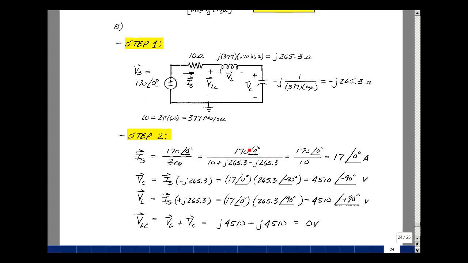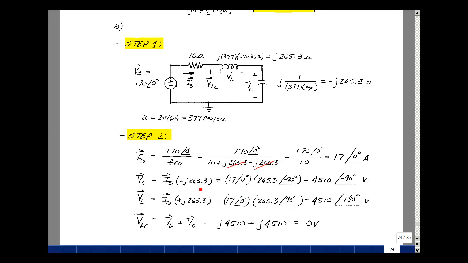170 at angle 0 divided by the sum of these three impedances: 10 plus j265.3 and then minus j265.3. And these cancel, leaving me with just 10. So I get 17 amps at angle 0. Now that current flows in this capacitor and creates a drop of 17 at angle 0 times the impedance.